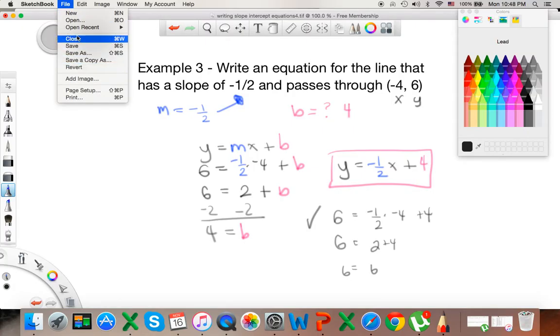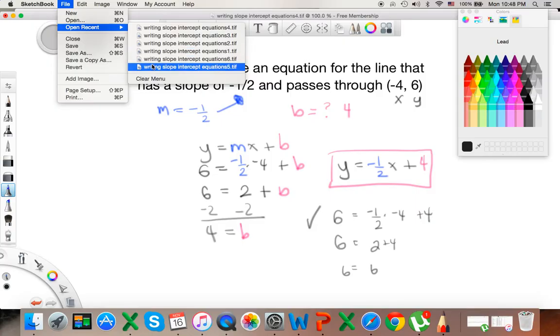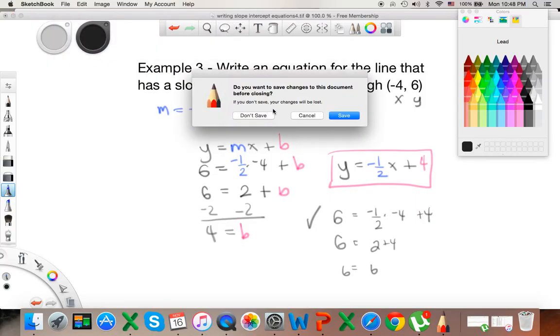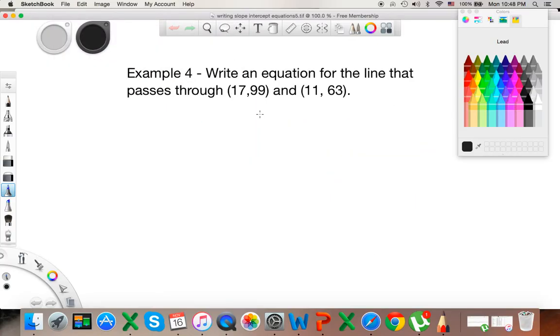Okay, let's take a look at the next slide. Write an equation for the line that passes through (17, 99) and (11, 63). So again, in this one, we need to find the slope and the y-intercept. In this case, we have neither the slope nor the y-intercept, so we have to do a little bit of work. We're going to need to use the slope formula.